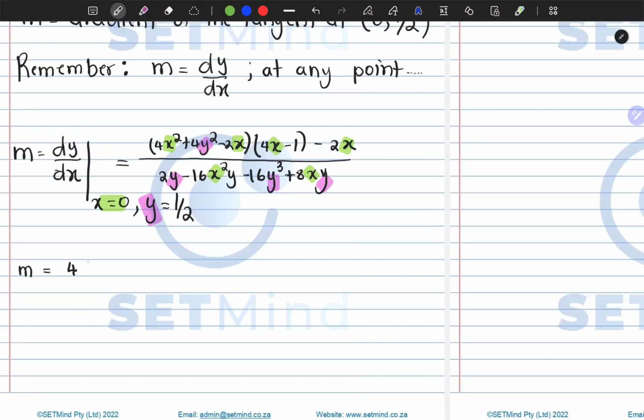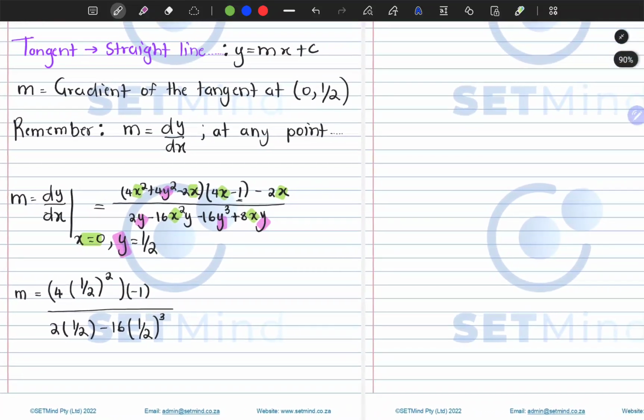So on the numerator, if you look carefully, we have 4 times y squared. And then this should be multiplied by a -1. And then that x part goes away. On the denominator, we have 2 times a half, which will be y. Then minus 16 times y all cubed, with y being 1/2. Then the other part will just be 0 because it is an x of 0.